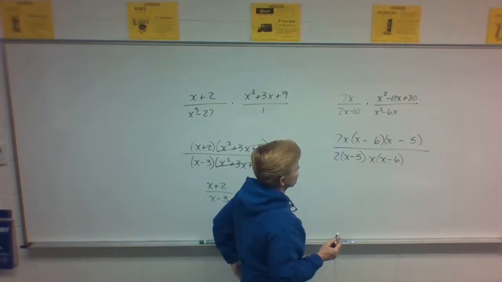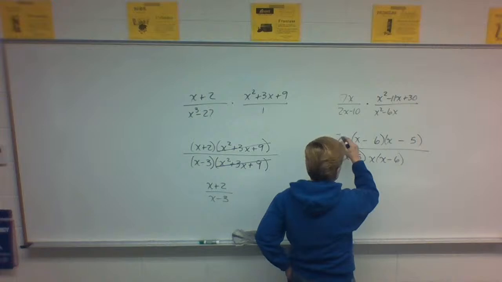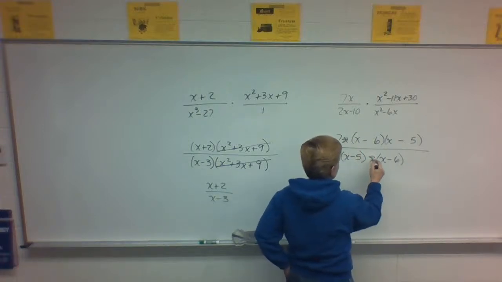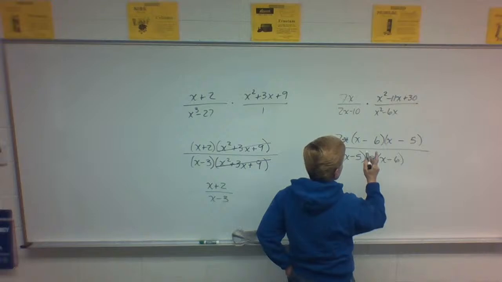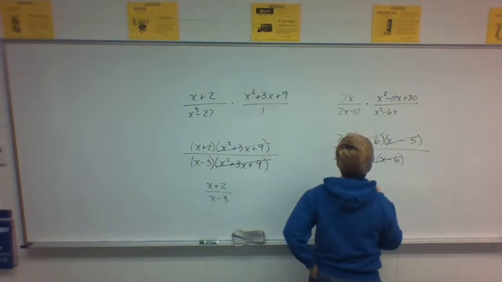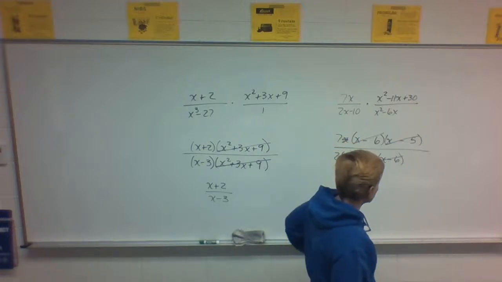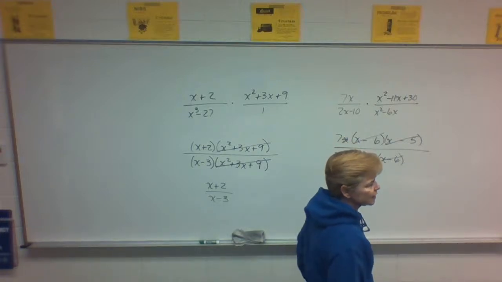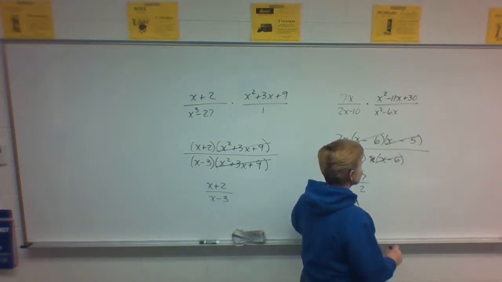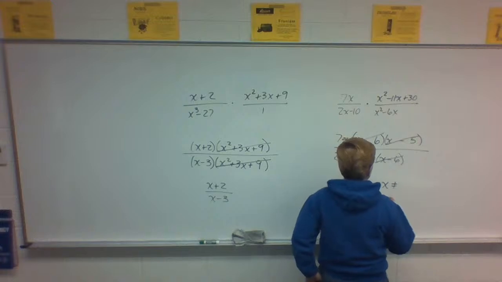So now that everything's completely factored, we start canceling. There are no 7s. It won't cancel with the 2, so I'm stuck with the 7 and the 2. Next thing I run into is an x. Yep, there's an x. x minus 6 cancels. x minus 5 cancels. Holy cow, we've got 7 halves. And you still have to write the restrictions, even though there are no x's in the result. That seems really weird, but there were x's in the process. So 7 halves is the answer, but you write x cannot be 5 or 6.